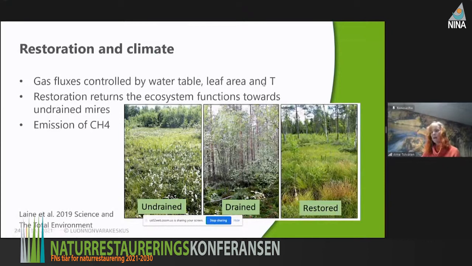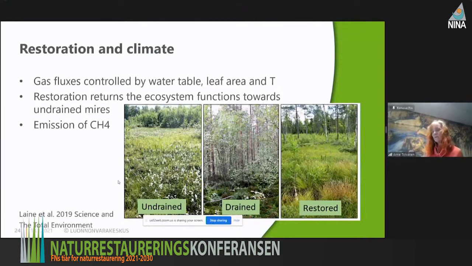Based on our field experiments, the restoration returns the ecosystem functions towards undrained mires. We have been able to show that the leaf area and the vegetation composition change towards pristine peatlands, and it also changes the whole ecosystem processes towards those in pristine peatlands, which means that the emission of methane starts. And at the same time, the accumulation of carbon into the peat is also starting. So this is what happens. They change their functions towards pristine peatlands.